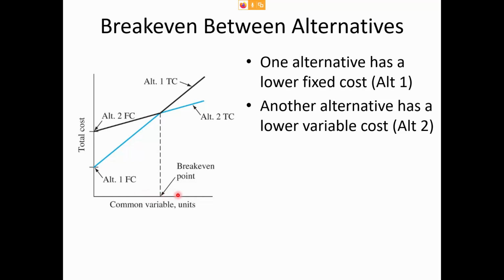When you're to the right of the break-even point, that means you're making a lot of units. And so even though equipment 2 costs more up front, the fact that each unit can be made more cheaply means that your total costs are lower with alternative 2 when you're to the right of this break-even point between alternatives. So this is the concept behind the in-class exercise that we're going to be working on today.